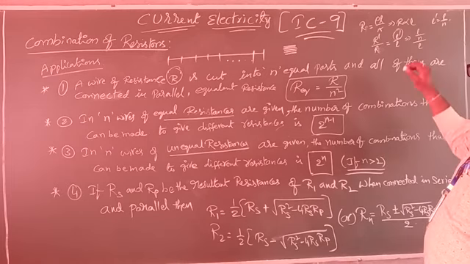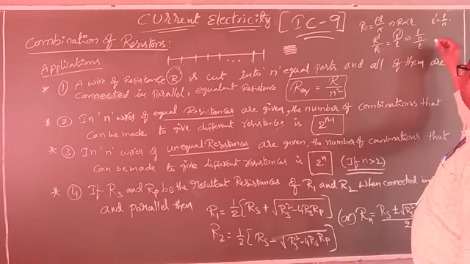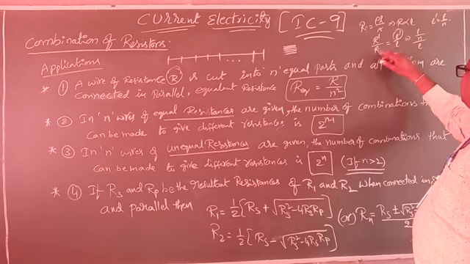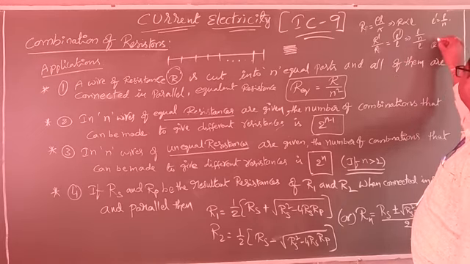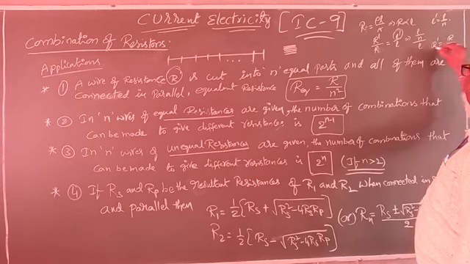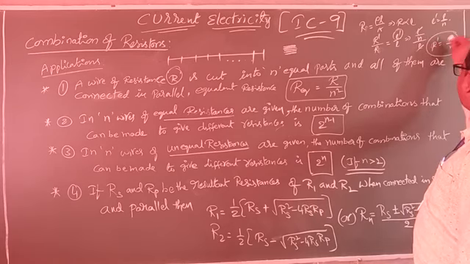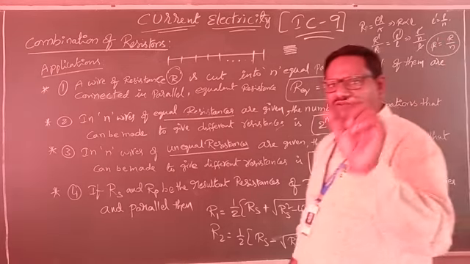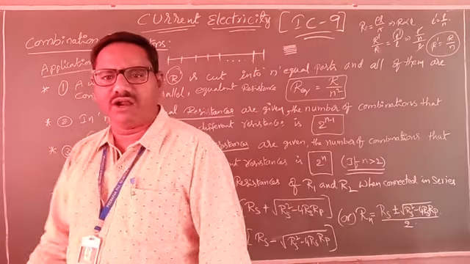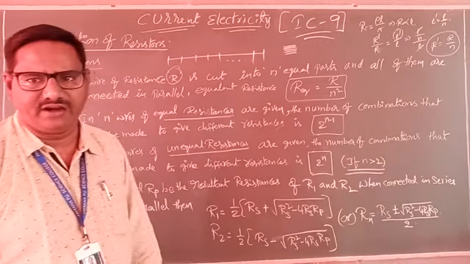Clear? Now what can I write? Very simple. R dash equals R by n, because the L will cancel. So for a single piece of wire, the resistance becomes R by n.